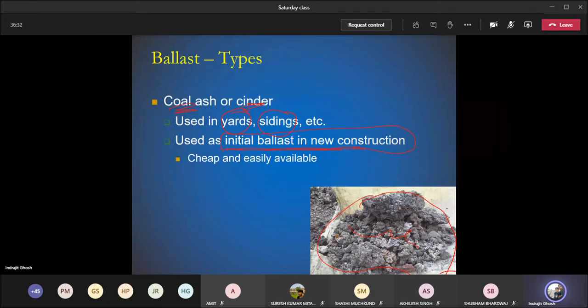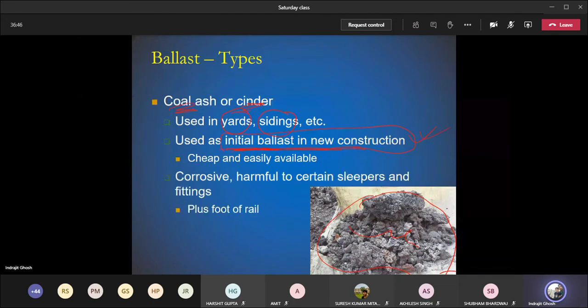if you have a steam engine railway track system, you can also have a supply of the coal ash. So we use them for the initial construction of the ballast. Those are cheap and easily available. Why are they cheap? Because they are waste material. So there is nobody to use them. So you can get them almost at no cost.